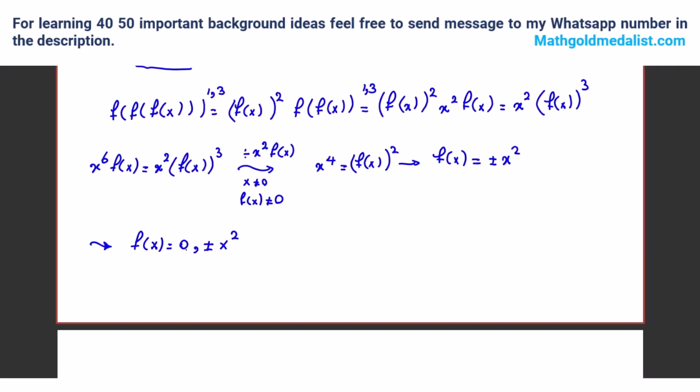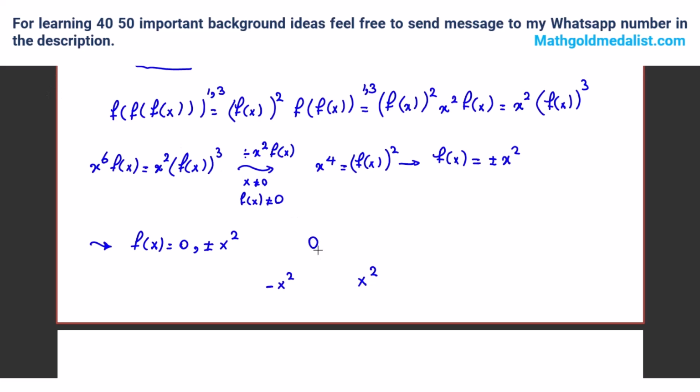Now we want to see, is it possible that for some x's f of x equals 0, for some x's f of x equals plus x squared, or something like this? Because we have three different values. For x squared, for 0, all of them are equal. Let's consider the cases that are not 0.